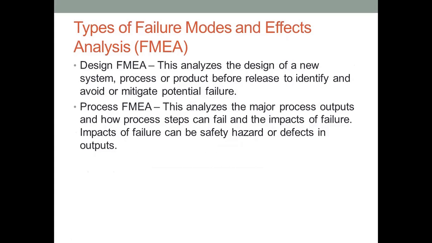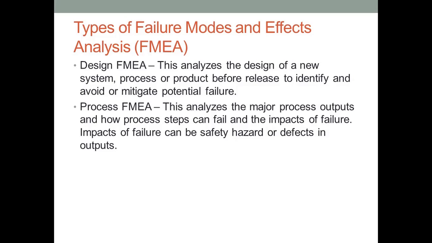So we have different types of failure modes and effect analysis. The first one is design FMEA. So this is used when we are analyzing the design of a new system, process, or product. So just as we said, the first touchscreen phone, noting that it won't have a physical keypad, what can go wrong in the process of using such type of smartphone?